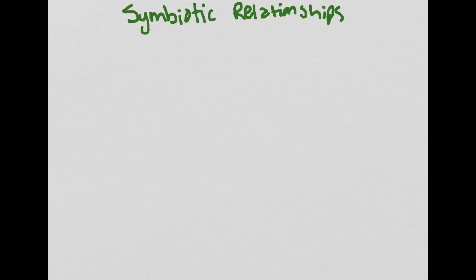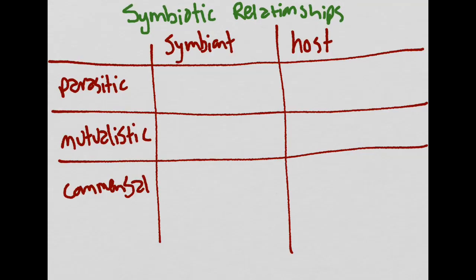Now, returning to that theme of interspecies relationships are the different types of symbiotic relationships. The three main symbiotic relationships we're going to learn about are parasitic, mutualistic, and commensal. These names are assigned to different relationships based on the way that the symbiont, or the one that lives on or around the host, and the host species interact. In a parasitic relationship, the symbiont will benefit while the host will suffer.